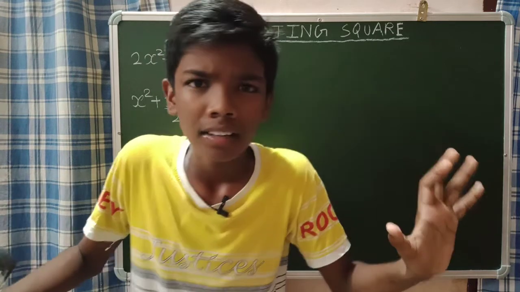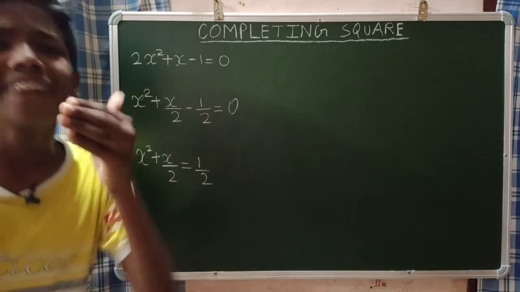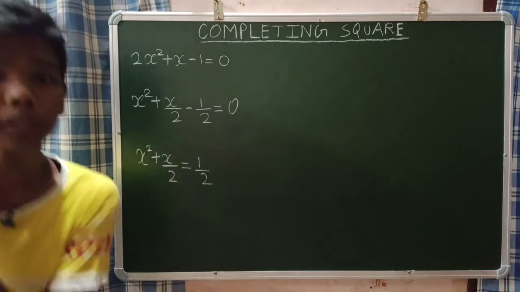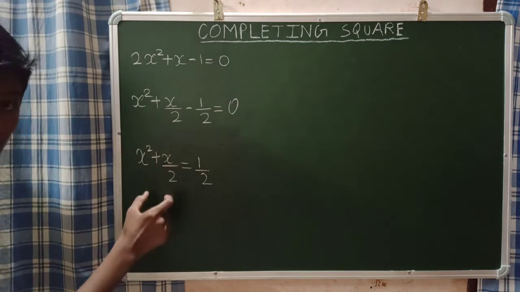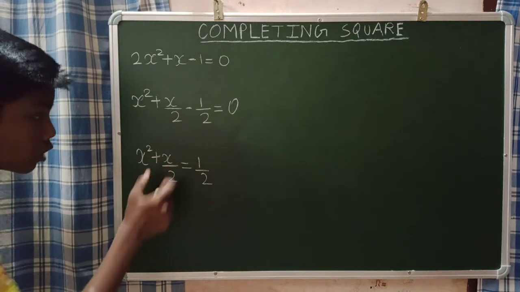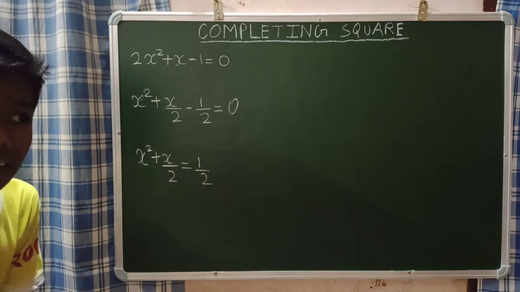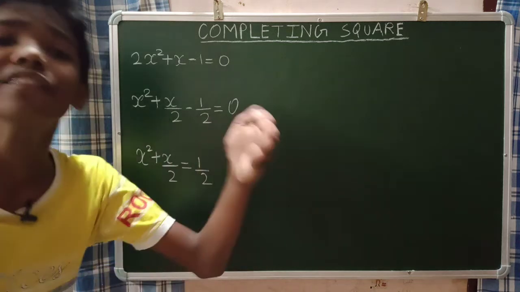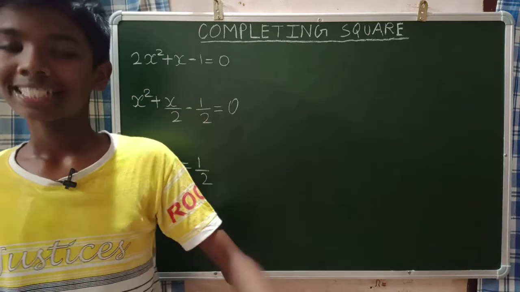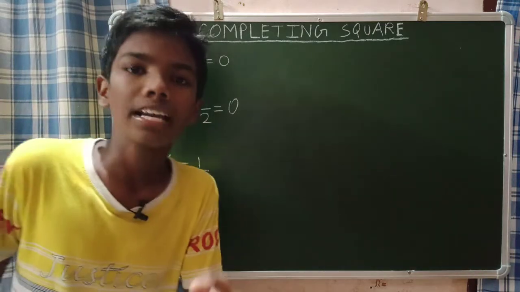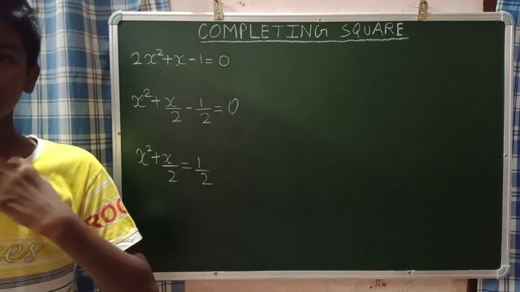Very simple now. What is the coefficient of x? The coefficient of x is nothing but the value of b in the form ax square plus bx plus c is equal to 0. Here, the coefficient of x is nothing but 1 by 2. So what you need to do is find the half of the value of the coefficient of x, then square that value and add that new value to both sides of the equation.